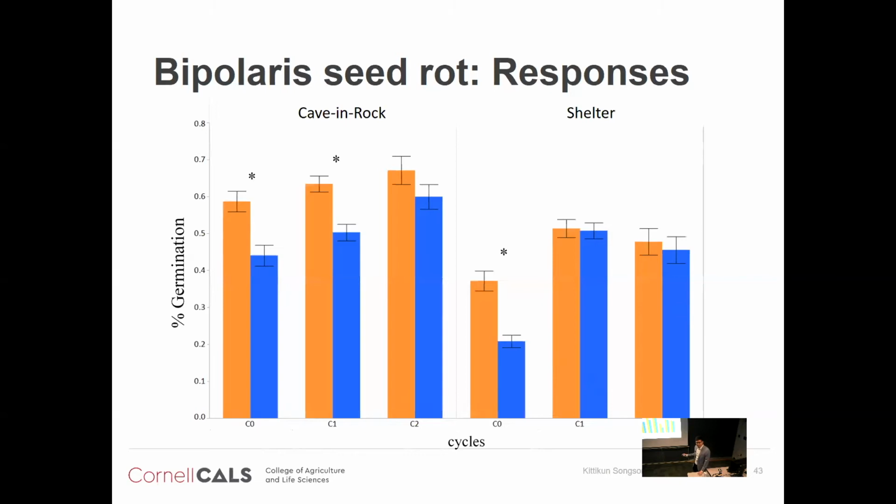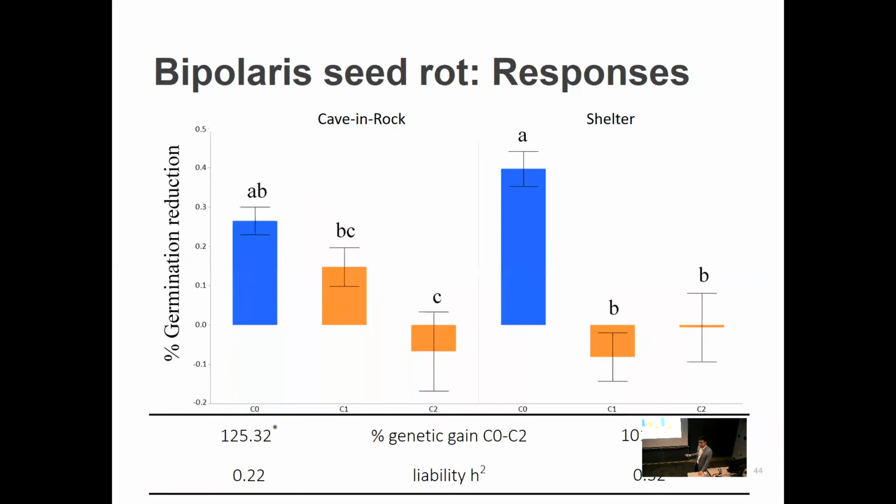Based on this gap between the control and the inoculated, I plotted it as percent germination reduction. The lower the bar, the more resistant. As you see here, the trend is very obvious: from cycle 0 to cycle 2 in Cave-in-Rock, it dropped, which means the resistance increased, obviously. A similar trend also happened in Shelter. It dropped, with some variation, but it's already different from the base population.